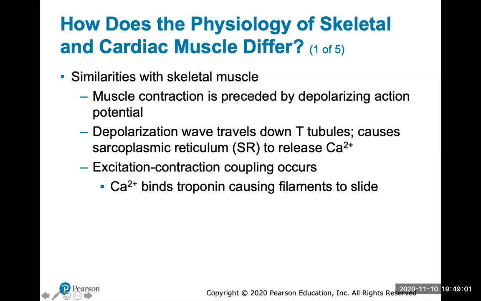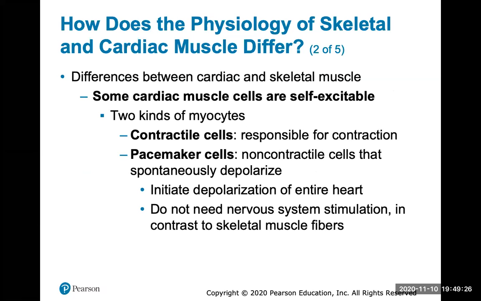Similarities with skeletal muscle. So the muscle contraction will be preceded by a depolarizing action potential. So the depolarization will travel down the T-tubule, causing the sarcoplasmic reticulum to release calcium. So far, this sounds like skeletal muscle. And then we get an excitation contraction coupling where calcium will bind to troponin, which causes the actin and myosin filaments to slide.